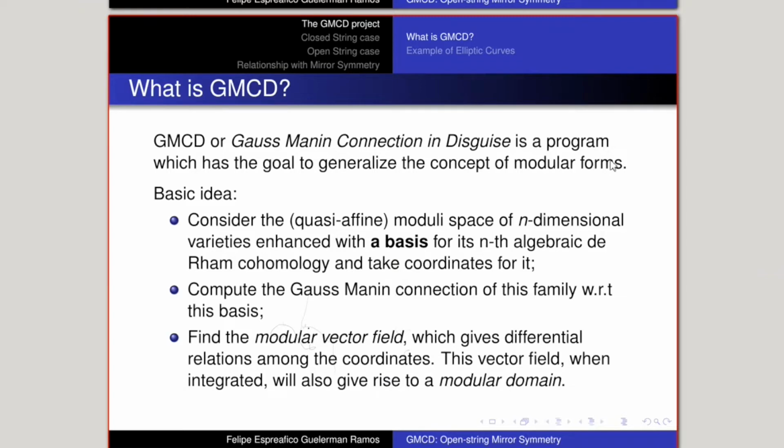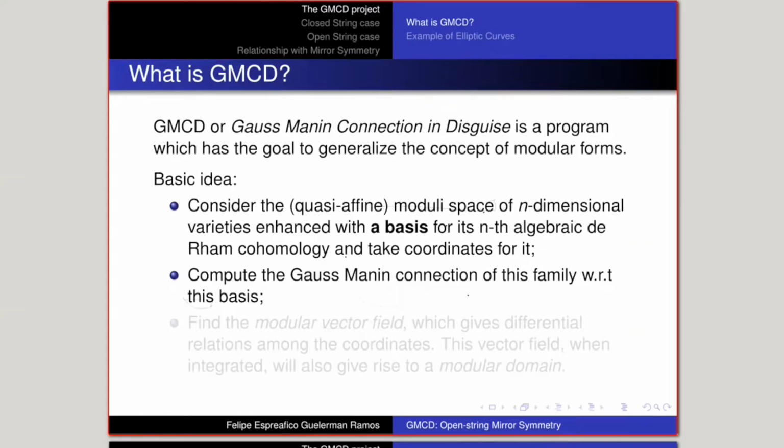If you recall quasi-modular forms, we have a system of differential equations relating the Eisenstein series, and that's what I'm going to explain in the elliptic curve case. And this vector field will give rise to a kind of domain, which is going to be a generalization of the upper half plane in the case of classical modular forms. So let's try to explain what happens in the elliptic curve case.